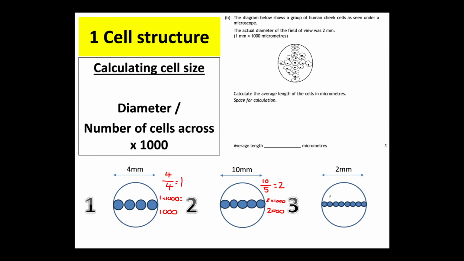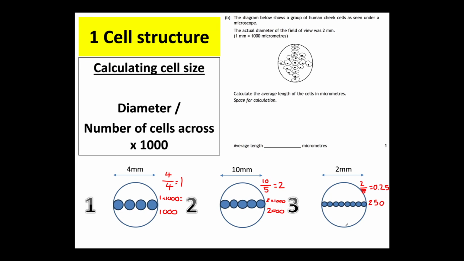And lastly, we've got a diameter of 2. And we're going to divide that by the number of cells across here. So it's 1, 2, 3, 4, 5, 6, 7, 8. So 2 divided by 8 is going to give us 0.25. We then times that by 1,000. 0.25 times 1,000 gives us an answer of 250 micrometers. So 250 there.